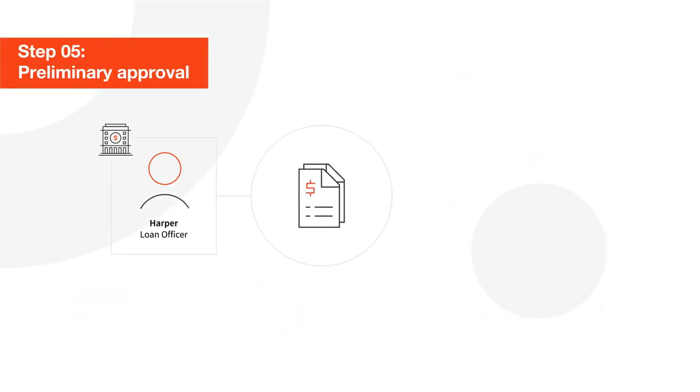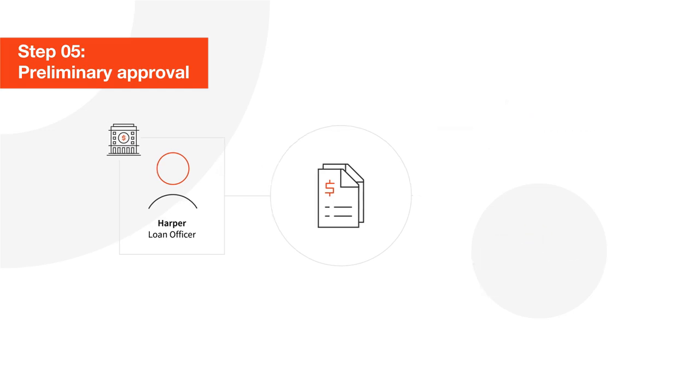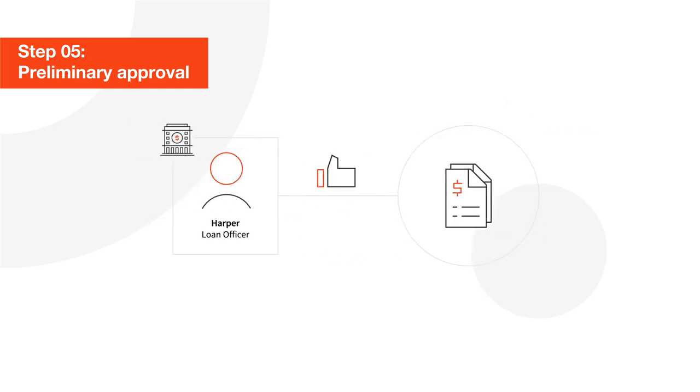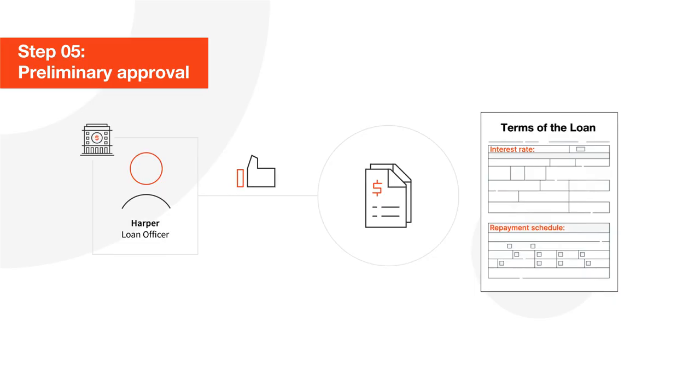If the loan application meets the financial institution's risk tolerance and credit criteria, Harper can grant the preliminary approval and determine the proposed terms of the loan. This can include the interest rate and repayment schedule.